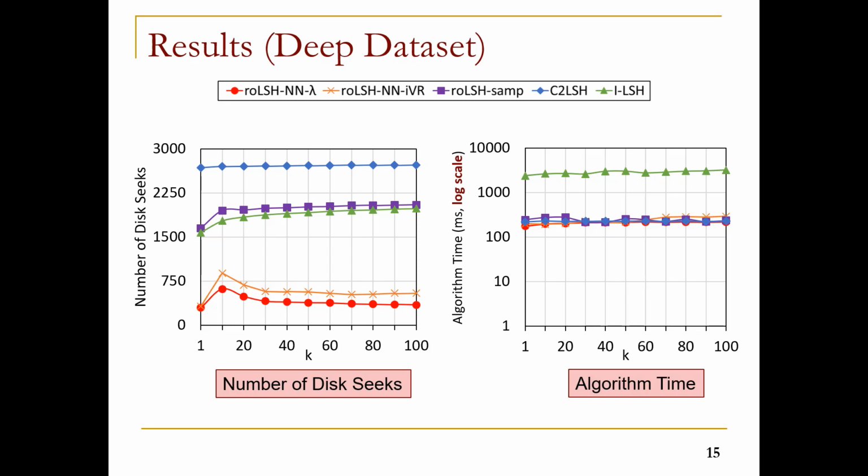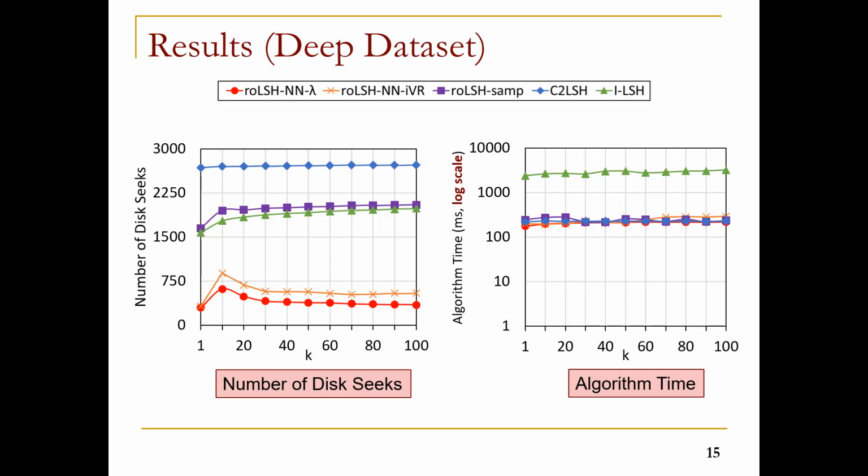The reason for this behavior is that for smaller k values, there are more radius variations compared to other larger k values. And since we have a smaller number of k values in the training phase, the neural network is not accurate at estimating those radius values. However, as it can be seen in the chart, roLSH-NN still has a smaller number of random IOs compared to the other methods. The chart on the right shows the time needed by the algorithms to find the candidates, excluding the time taken to read the index files.